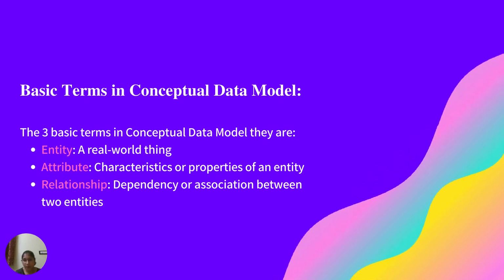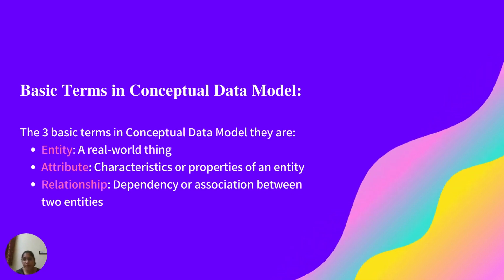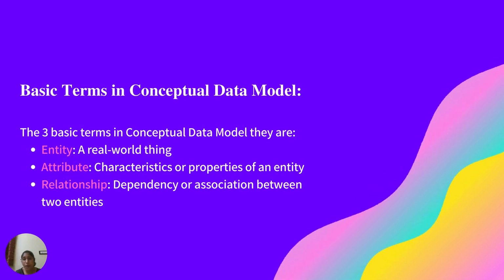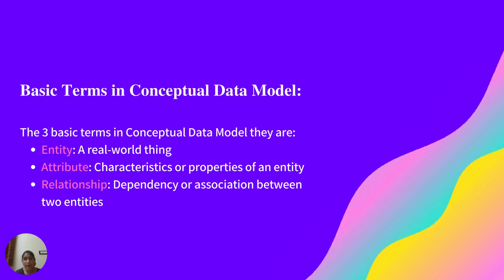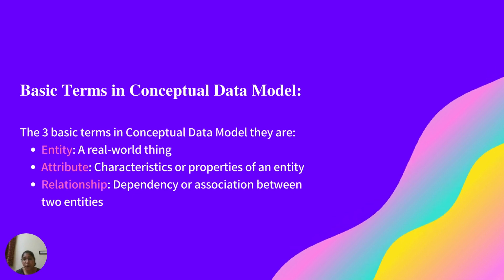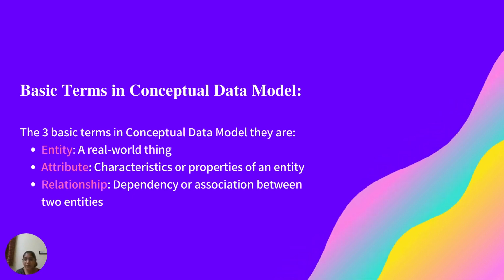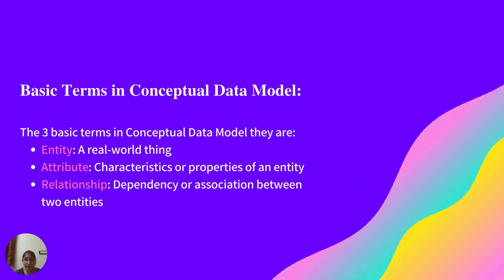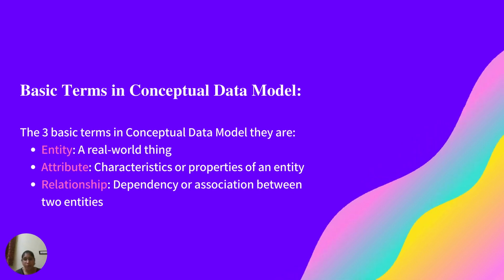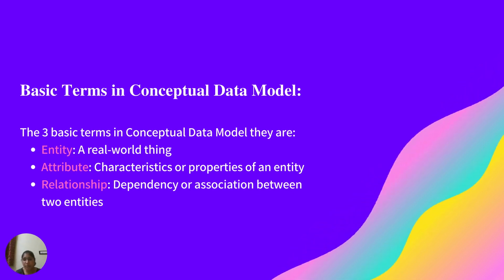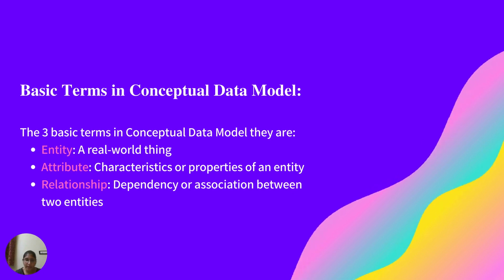Basic terms in conceptual model. There are mainly three of them. The first one is entity. It is defined as a real-world object with an existence. The second one is attribute. The characteristics or the properties of an entity are defined as attributes for that particular entity. The third term is relationship. Any dependency or association between two entities is defined as a relationship.